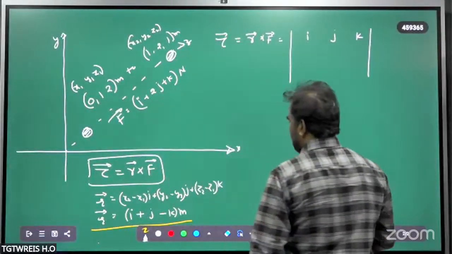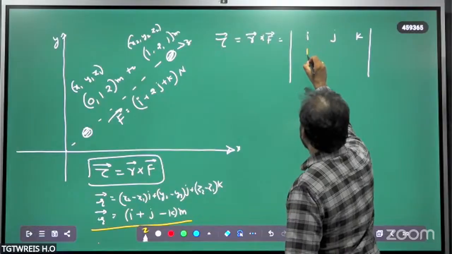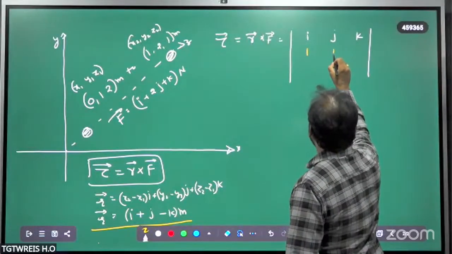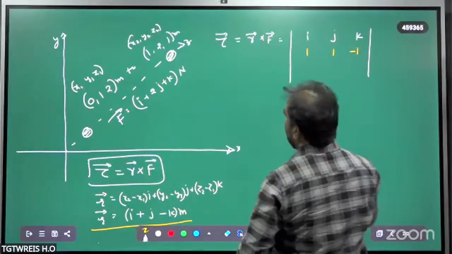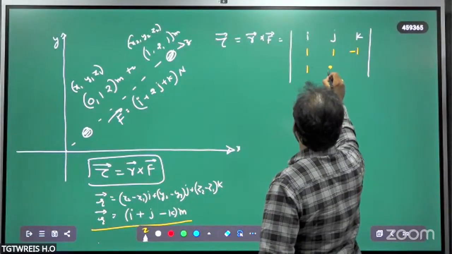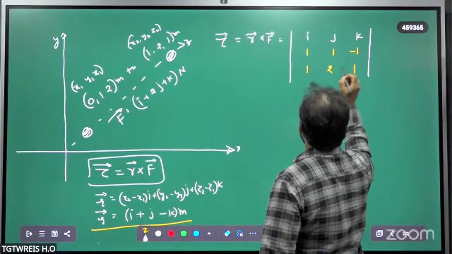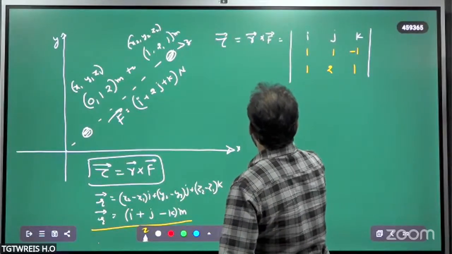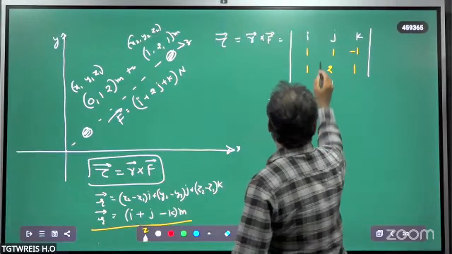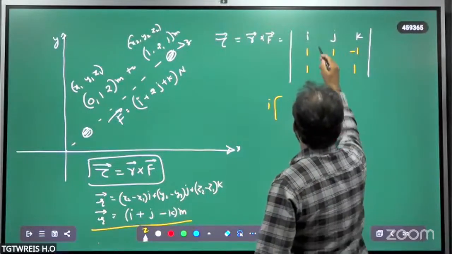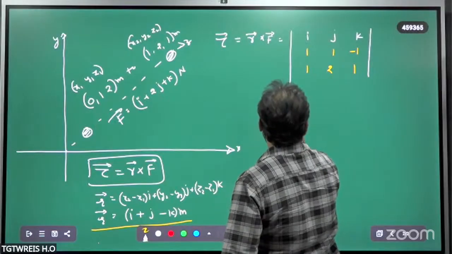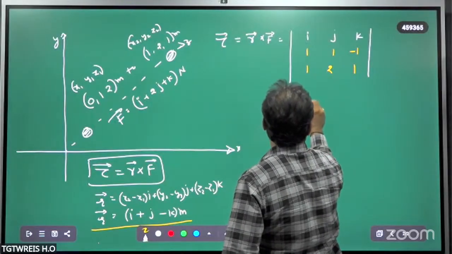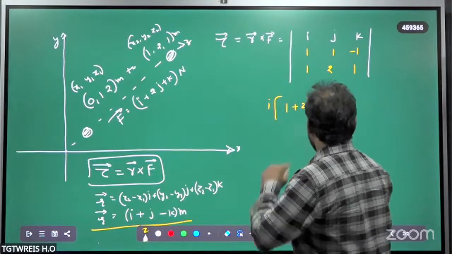What are the coefficients of r? They are 1, 1, minus 1. The F values given were 1, 2, 1. For i of, we calculate the determinant: this part gets cancelled out. 1 into 1 is 1, plus 2, so it becomes 3 (i component).